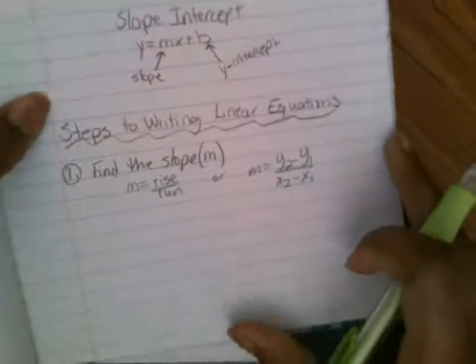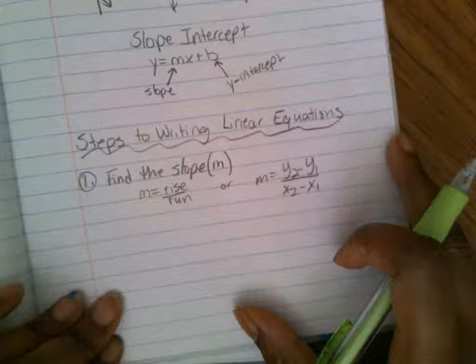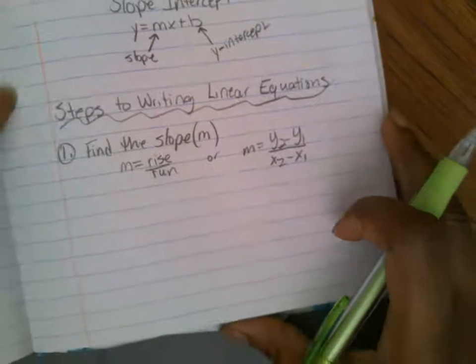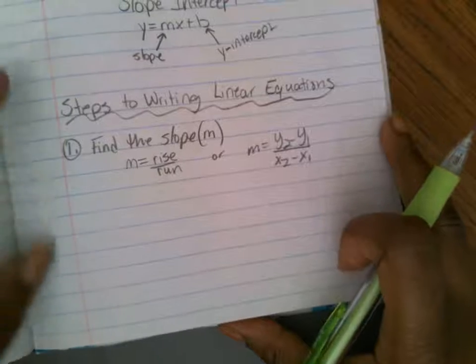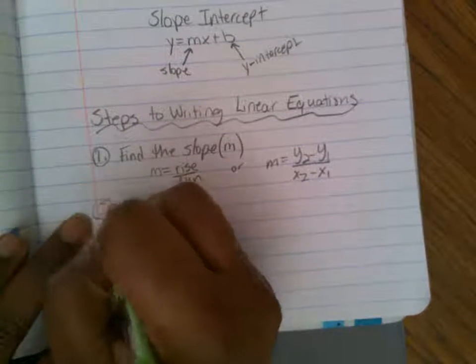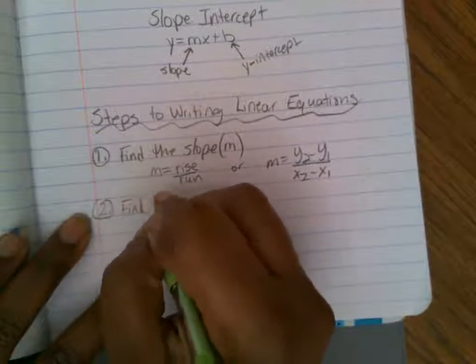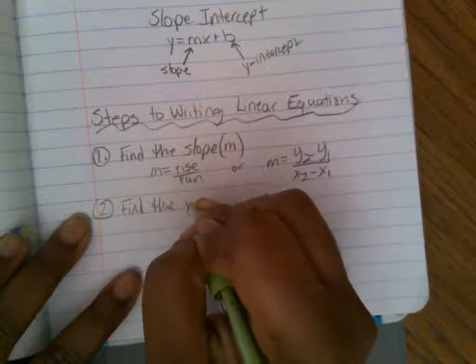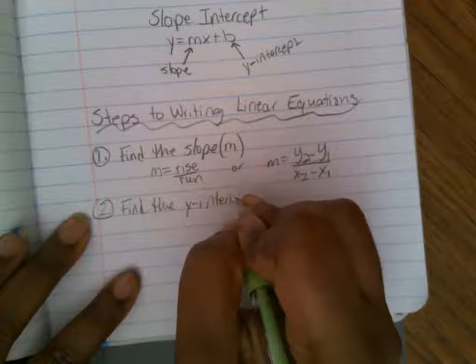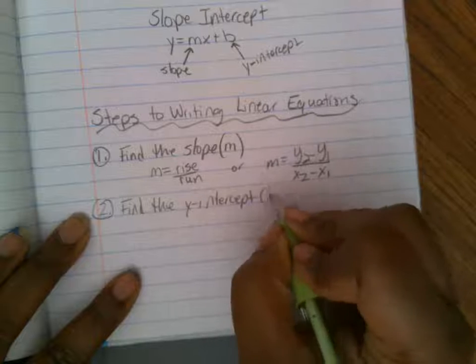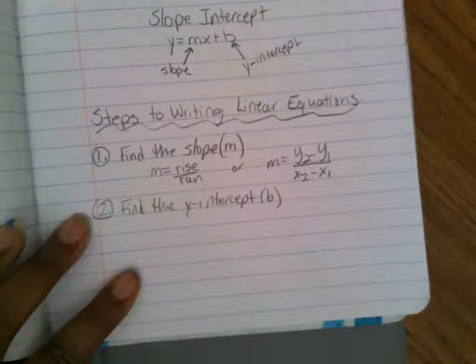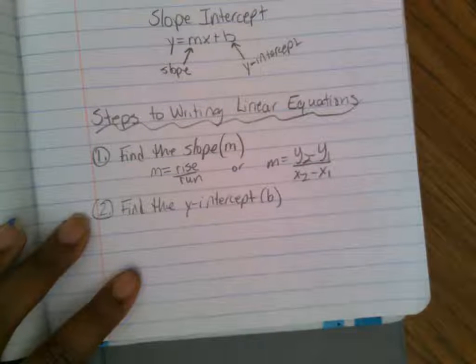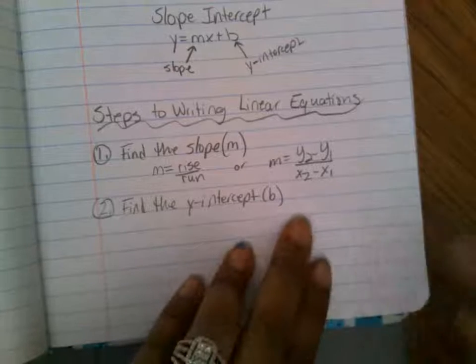All right, so the second step is to find the y-intercept. This is where the line crosses the y-axis, and the letter for y-intercept is b. Now, how do you do that? How do you find b if b is not given?